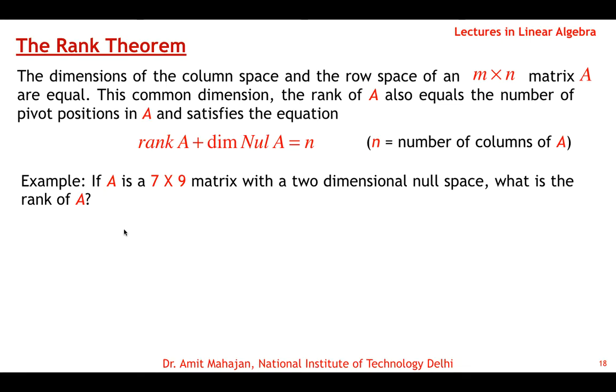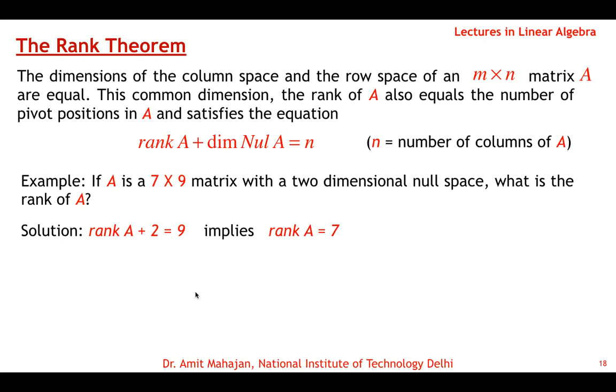Now take an example: A is a 7 by 9 matrix with a two-dimensional null space. Two-dimensional null space means that the basis for null space A contains two vectors, so the dimension of null space A is 2. What is the rank of A? Rank of matrix A plus the dimension of null space is the total number of columns. Here the total number of columns is 9, and the dimension of null space A is given as 2. So rank of A is simple: 9 minus 2 equals 7.